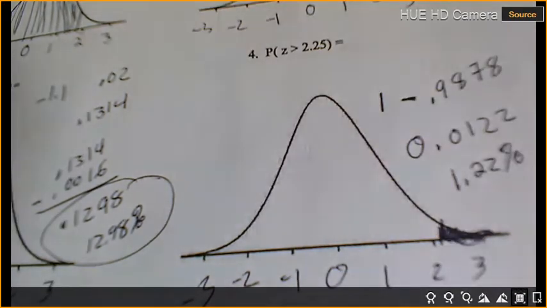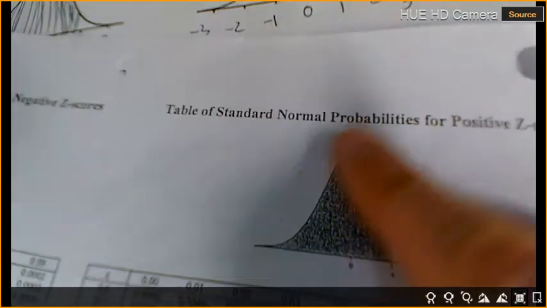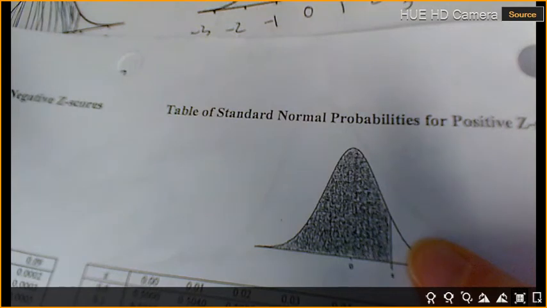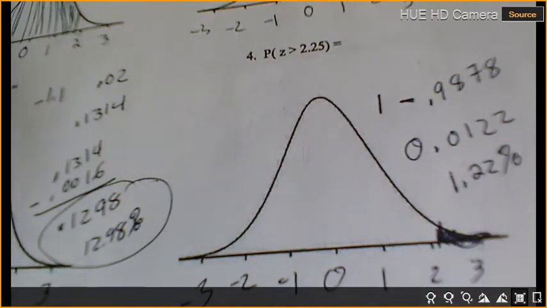Why did I subtract it from 1? Because this chart right here only shows you stuff on the left. If you want the stuff over here on the right, you have to subtract it from 1. It does tell you that at the bottom of your paper, too.